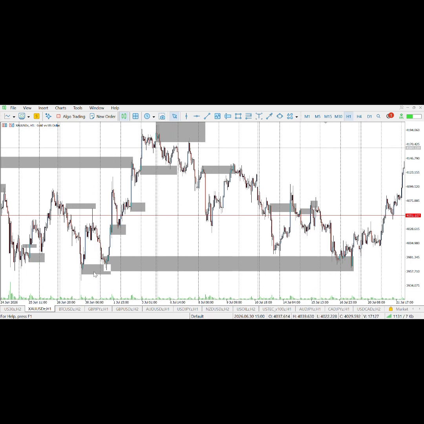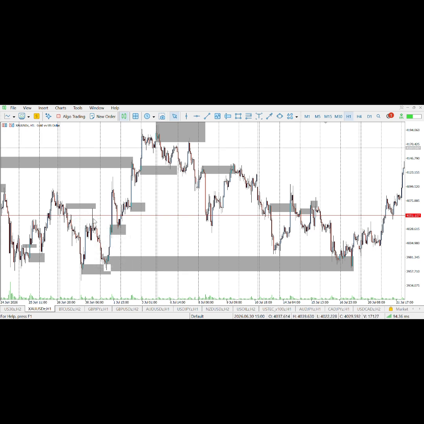This one here is another zone. We have drop, base, rally. What happened after moving up? It came here and touched it and continued this long move. This is another zone here. We have rally, base, drop. Whenever you see a rally base drop zone, it's actually for sells.